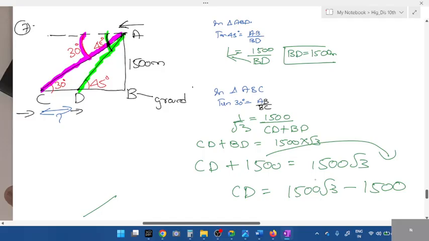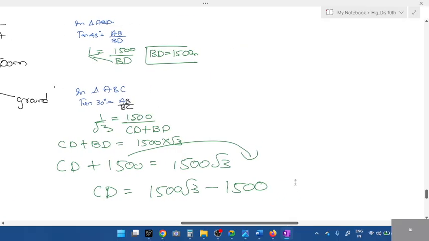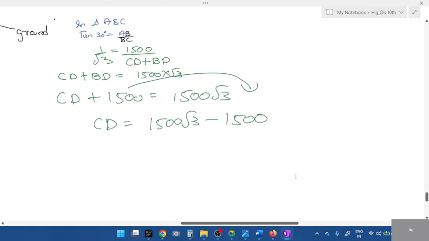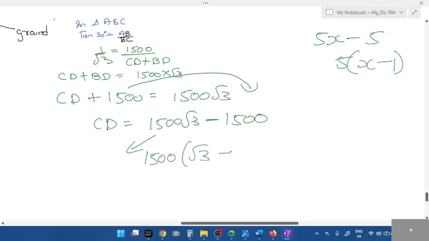CD is equal to 1500 root 3 minus 1500. Okay, there are two ways to calculate this. Let me show you the calculation. In one method, you can directly take 1500. What is common to them, students? If I take 5x minus 5, what is common to them? Factorize. If you factorize, 5 is common. What do you get in the bracket? x minus 1. In the same way, ignore root 3. 1500 is common. In the bracket, what do you get? Root 3 minus 1.